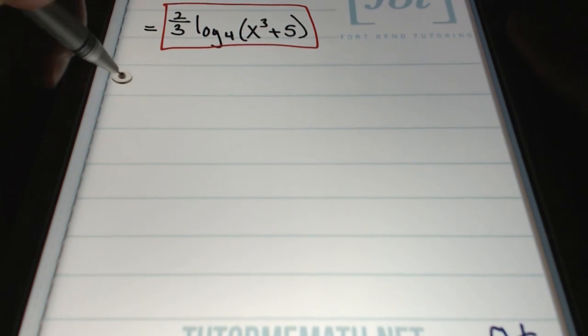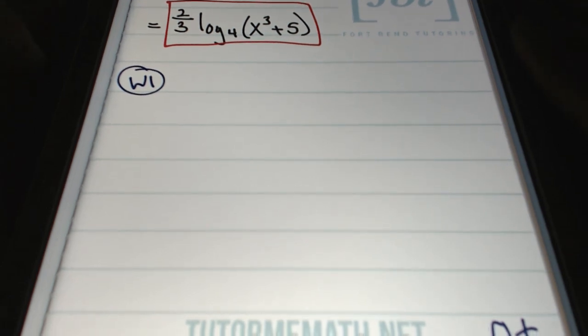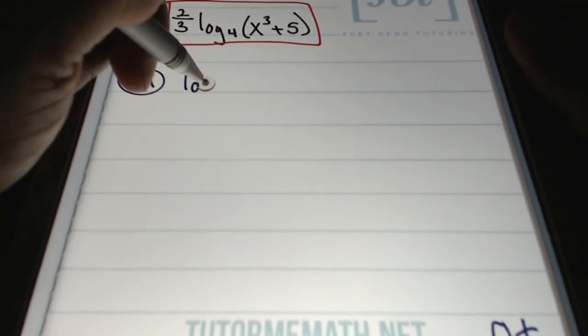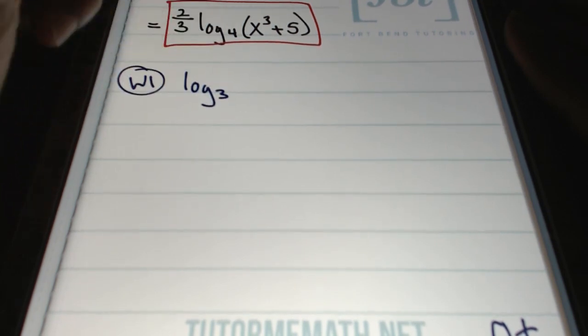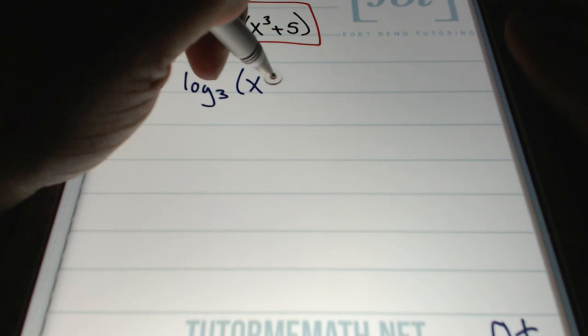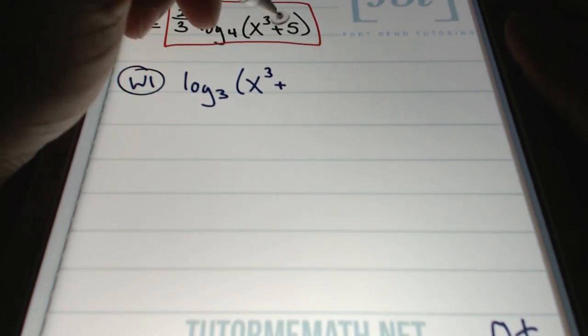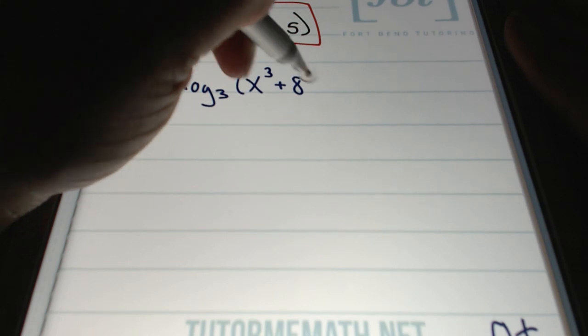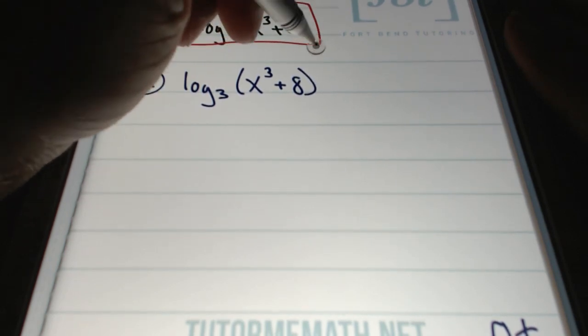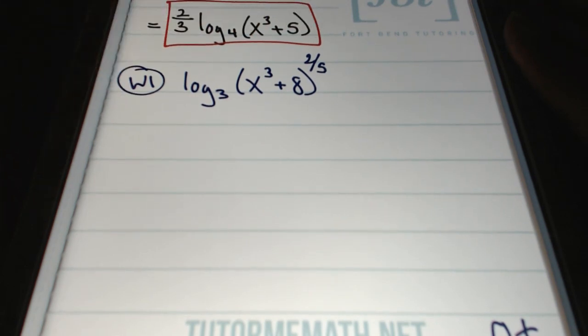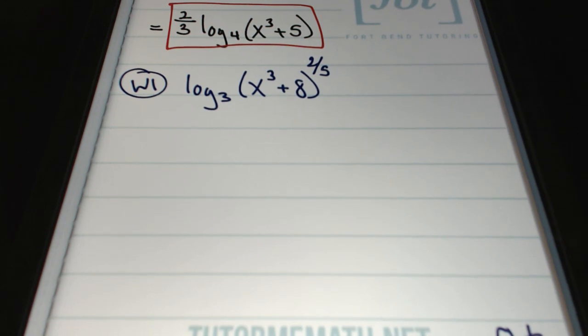All right, so here we go. We're going to call this one WIT 1. This is not one of the numbered problems. This is one I'm going to make up. I'm excited. We're going to change up the bases and everything so it won't clash with the previous problem. We'll say that we have log base 3 of the argument x cubed plus, let's make it 8, raised to the 2/5 power. So we have log base 3 of the argument x cubed plus 8 raised to the 2/5 power.